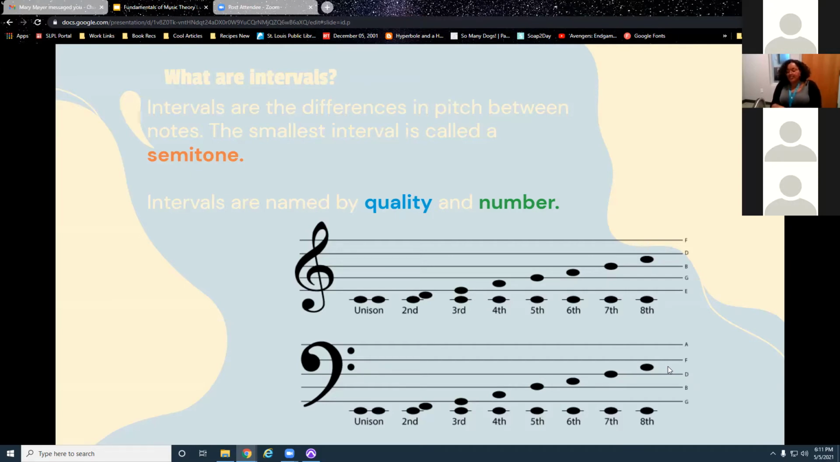So as I was going down, comparing C to the other notes, we start hearing more of a difference, and sometimes we hear that sort of discord type of sound. And those are the different intervals. That's how we describe those. So we have perfect, we have major and minor, augmented, and diminished.